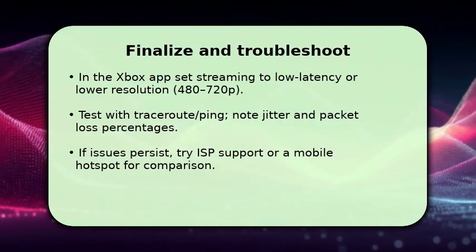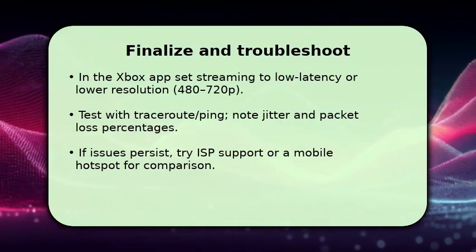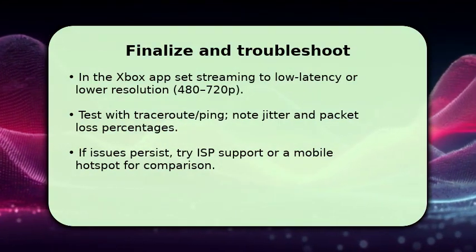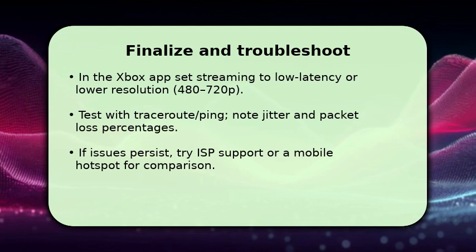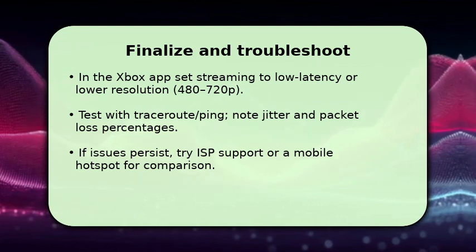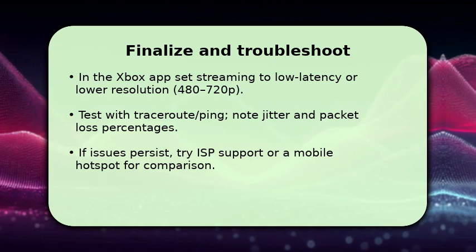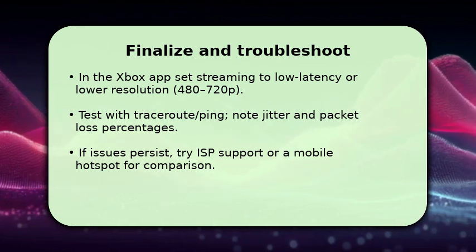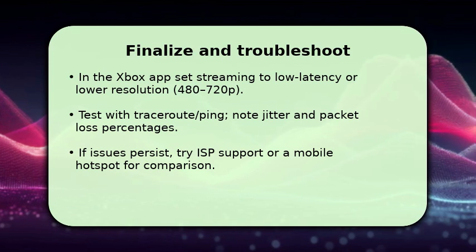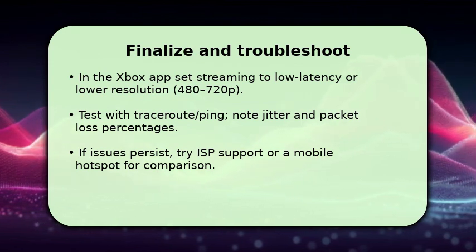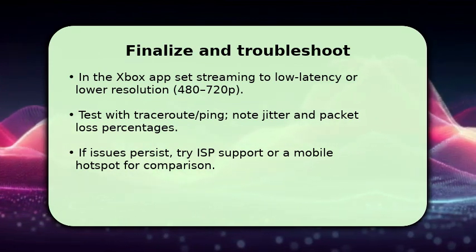Finally, adjust the Xbox Cloud streaming settings. Choose the low latency or lower resolution preset, 480 to 720p, to reduce encoding delay and make sure frame rate options match your display. Run ping and traceroute tests while gaming to confirm jitter and packet loss are under 30 ms and near 0% respectively.